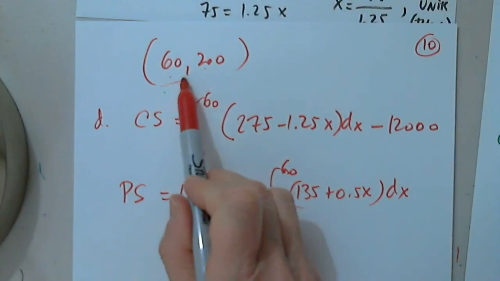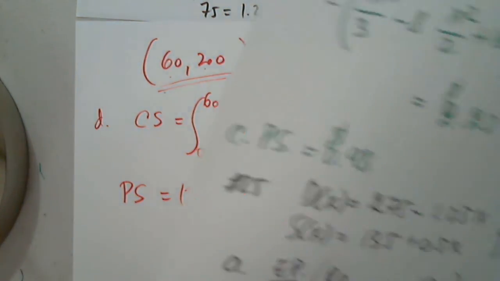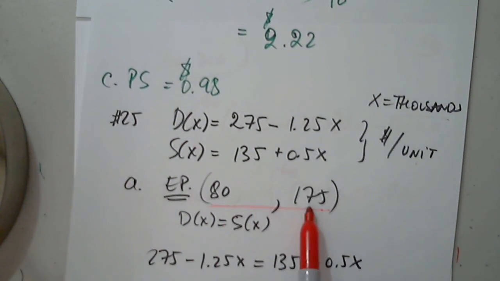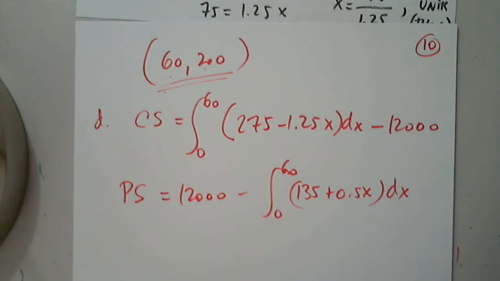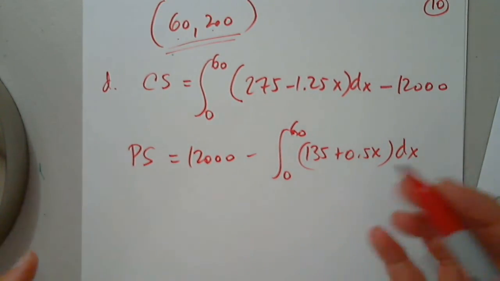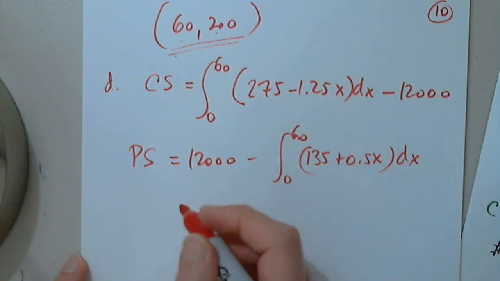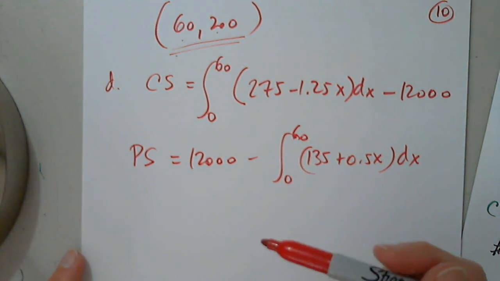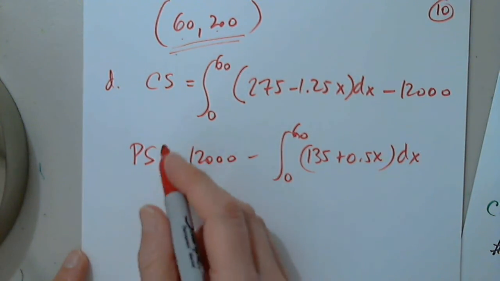So this is a new point. It's not the equilibrium point. It's not the point where everybody is happy. 80, 175 is the equilibrium point. I will stop here because I think the time is up, we can continue if you'd like, but you don't have to stay. So we can continue this problem on Monday. I just want to find these two.